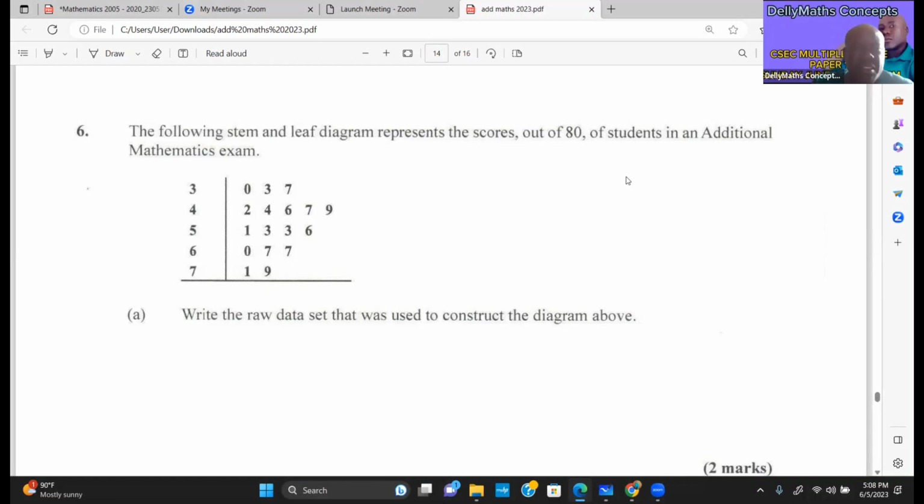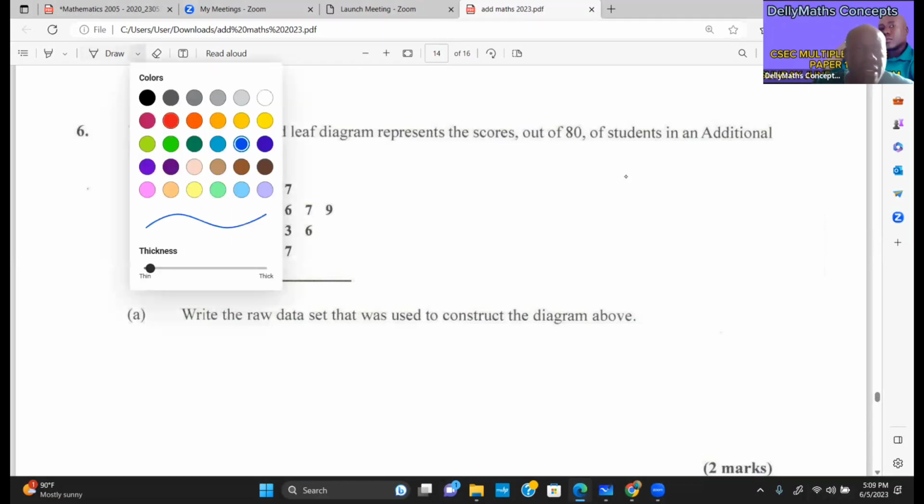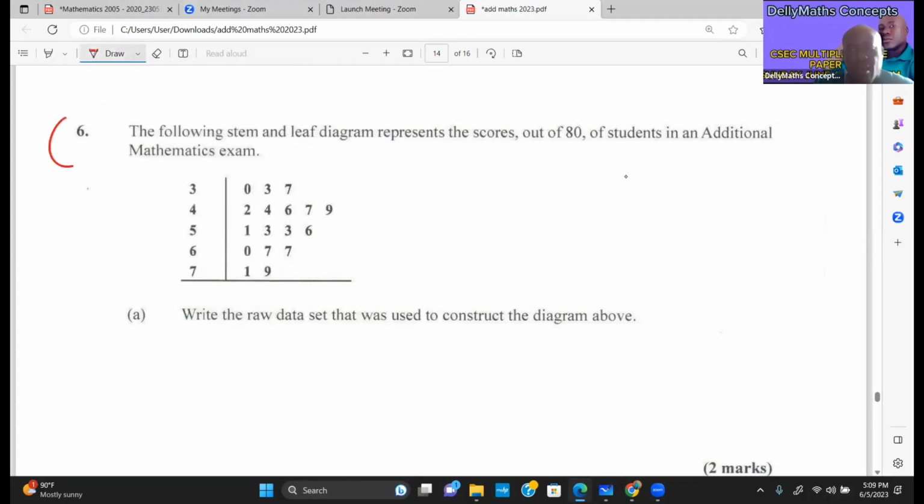What we're looking at is AdMath 2023. We're actually looking at question 6. So this is the statistics and probability question. It says the following stem and leaf represents the scores out of 80 of students in an additional math exam.